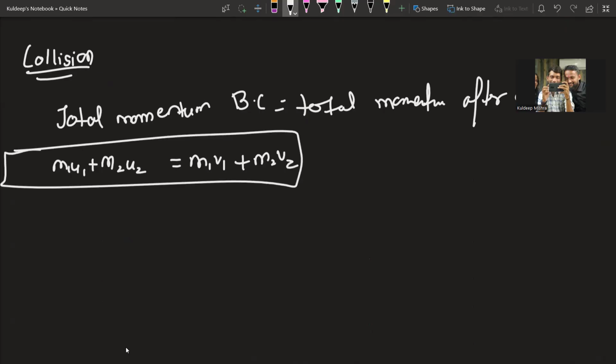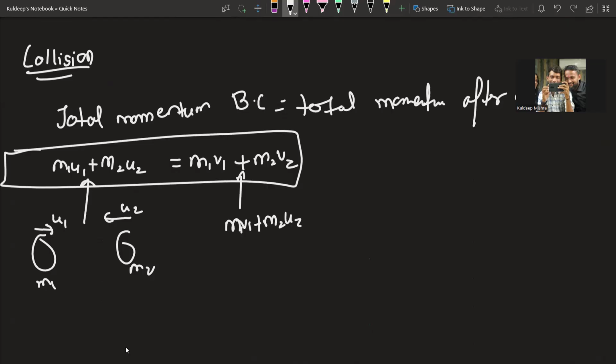Now, what type of problems are there? This is body 1, this is body 2, moving with u1 and u2. This has mass m1 and mass m2. So this is the total momentum before collision, momentum of this plus momentum of this. This will be total momentum after collision, m1 v1 plus m2 v2. Because after that, they might stick together, they might go, we don't know. Whatever happens, let us say they both are moving, this with v1 and this with v2, and the masses are m1 and m2.